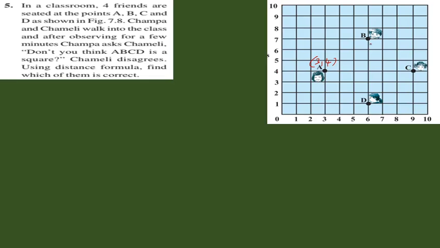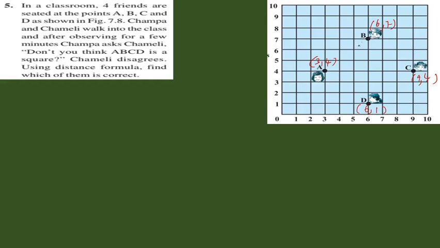Similarly, what about B? You can drop down till here. The x is 6 and y is 7. Okay. What about C? The x is 9 and y is 4. What about D? X is 6 and y is 1. Okay. I hope it is done.